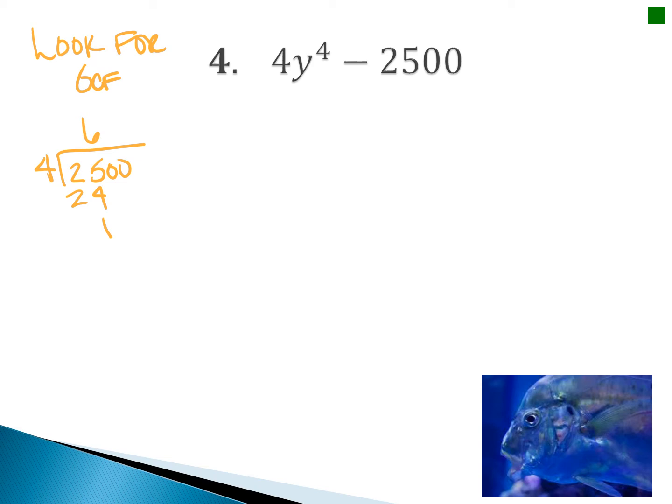My mind just went blank. What did I just do wrong? I brought down too many zeros. Oh my gosh, guys, this is why we use calculators. Because look at what I just did. I totally messed up. 625. Wow, that was a mess.